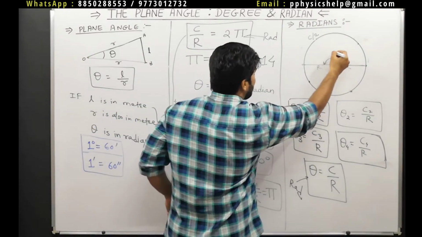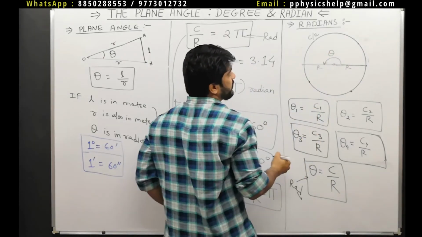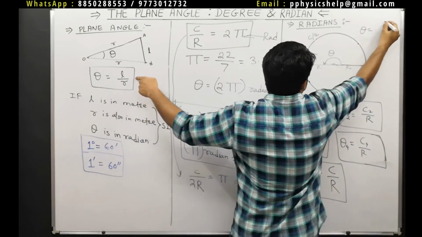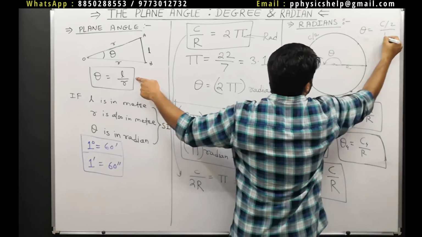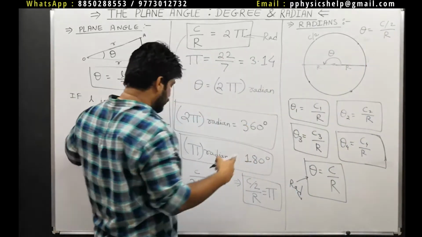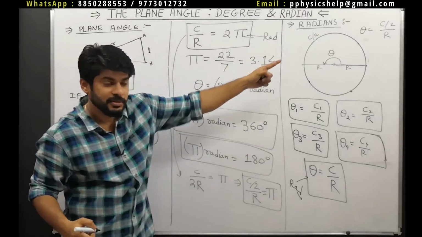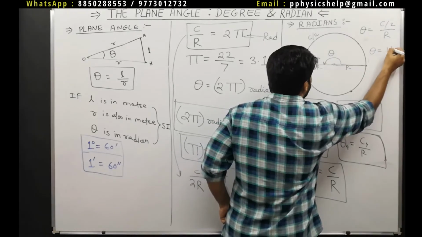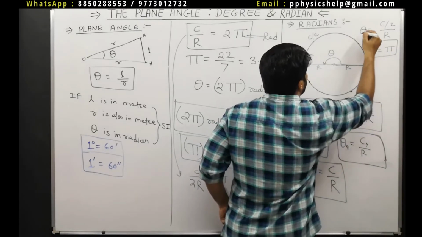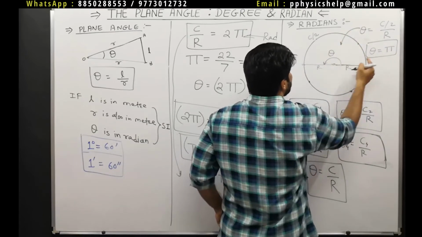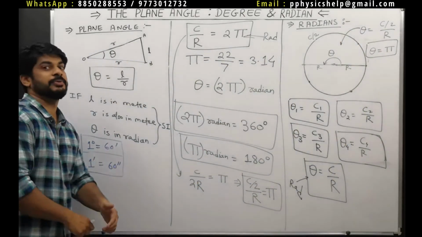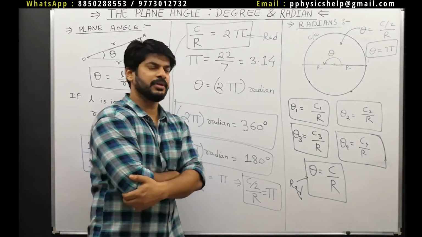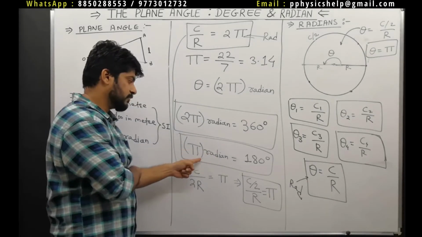Let's say that angle is theta. Using the same definition, theta would be equal to the arc length, that is c by 2, divided by the radius, that is r. Now compare these two equations, c by 2 upon r and c by 2 upon r. You will find that theta is equal to pi. That means for a half circle the angle is pi radians.